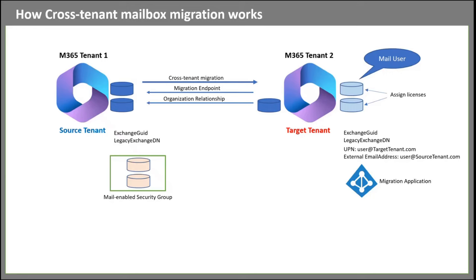In the next step, the target tenant sends a request to the source tenant to accept the migration application that was created on the target tenant. By accepting this request, the source tenant allows mailbox migration from the source tenant to the target tenant. And in the next step, we create an organization relationship within the source tenant that creates a relationship between the source tenant and the target tenant. So once these steps are performed successfully, you are ready to move the mailboxes from the source tenant to the target tenant. So let's move towards the lab and configure all these steps practically.